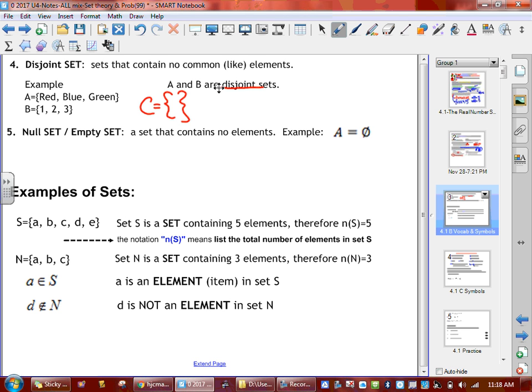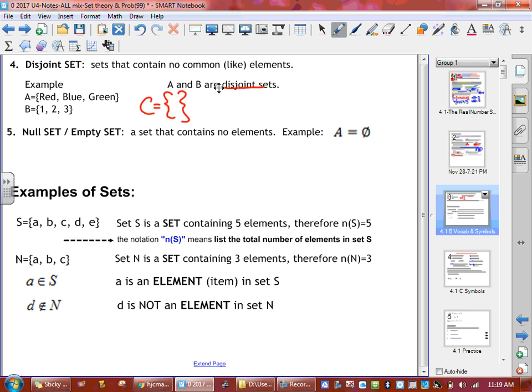Another empty set could be students with 5 legs. It's an empty set, it doesn't exist. Students with 55 arms doesn't exist. Those are empty sets.